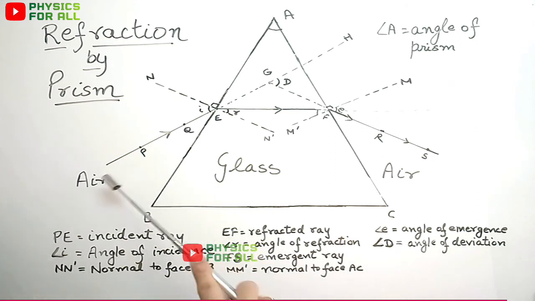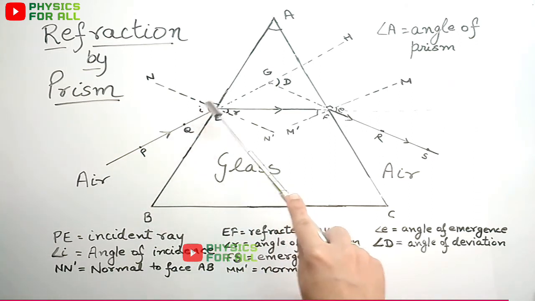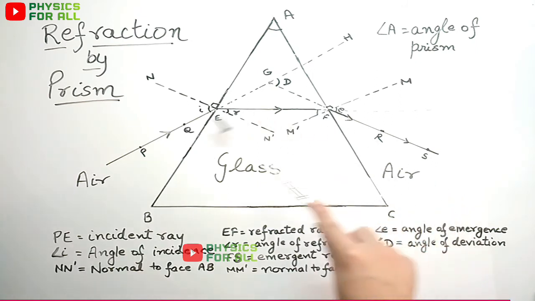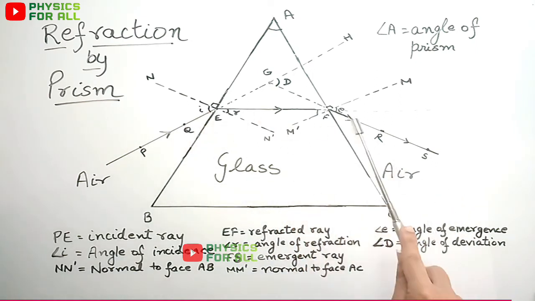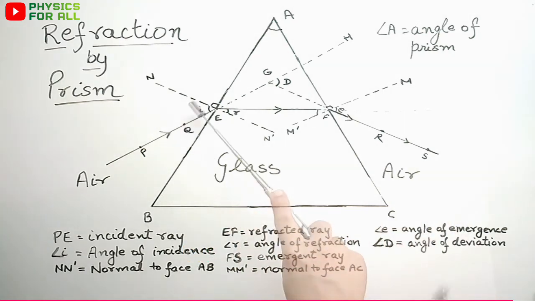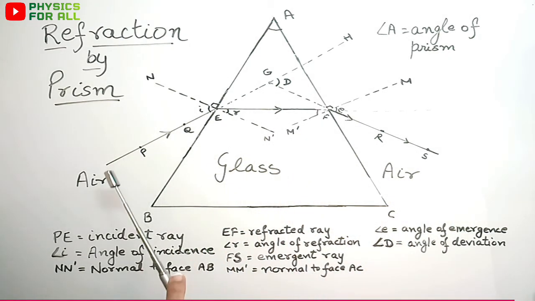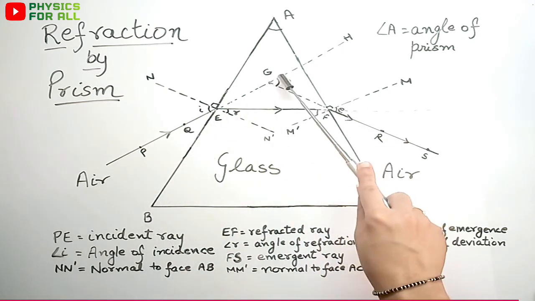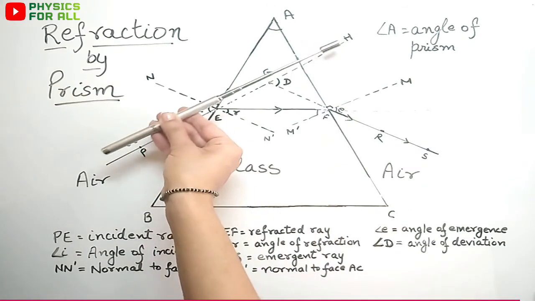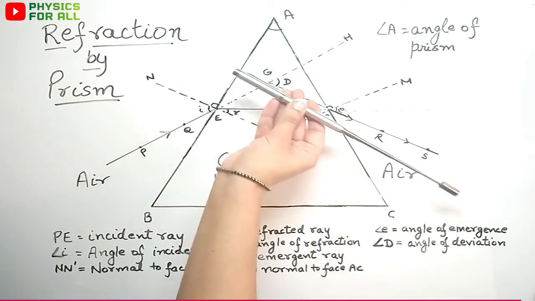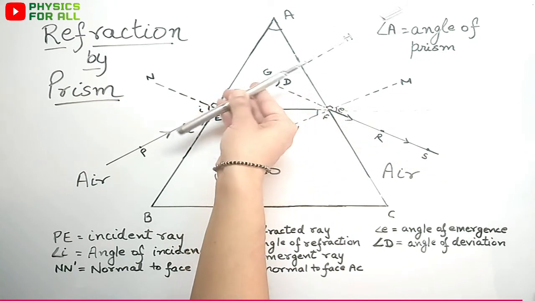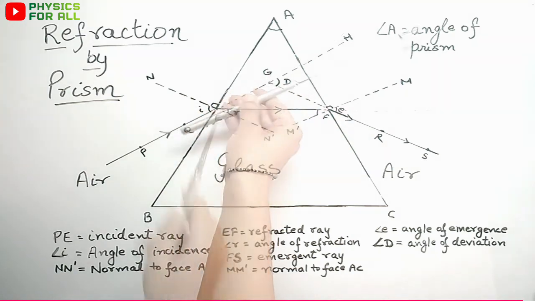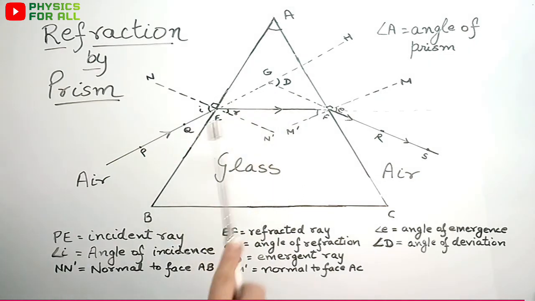Now you can see that this is our incident ray and this is our emergent ray, and they are no longer parallel to each other. Now PE is not parallel to FS. It's clear from here. Basically, it's the prism which is making the ray bend at an angle to the direction of the incident ray. So this is the angle D, showing how much the emergent ray bends due to this prism.